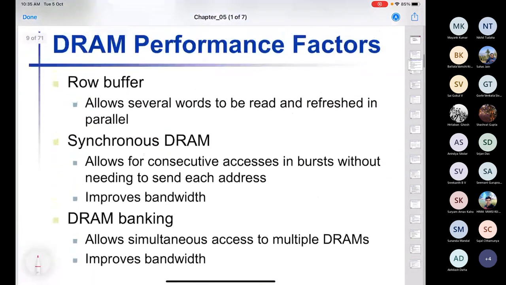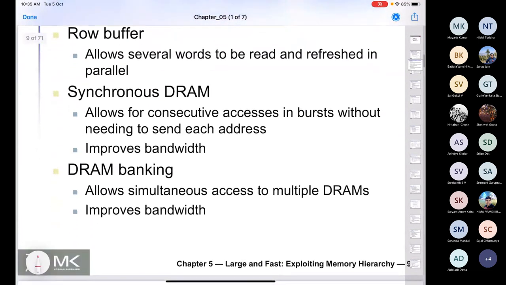There is also synchronous DRAM, and there is a row buffer, which allows several words to be read and refreshed in parallel. SDRAM allows consecutive accesses in burst without needing to send each address. You can send an address range and that entire thing is read. You need a buffer to hold this. Now, there is also a concept of DRAM bank.